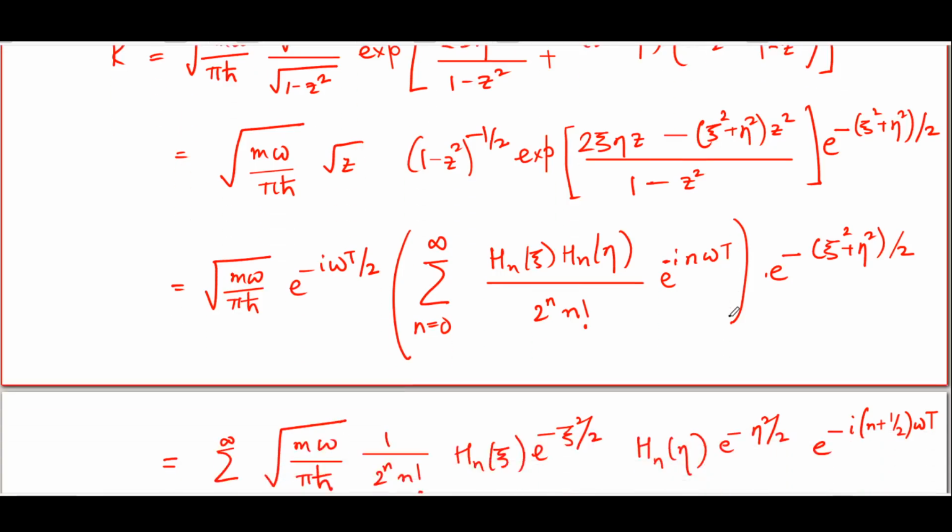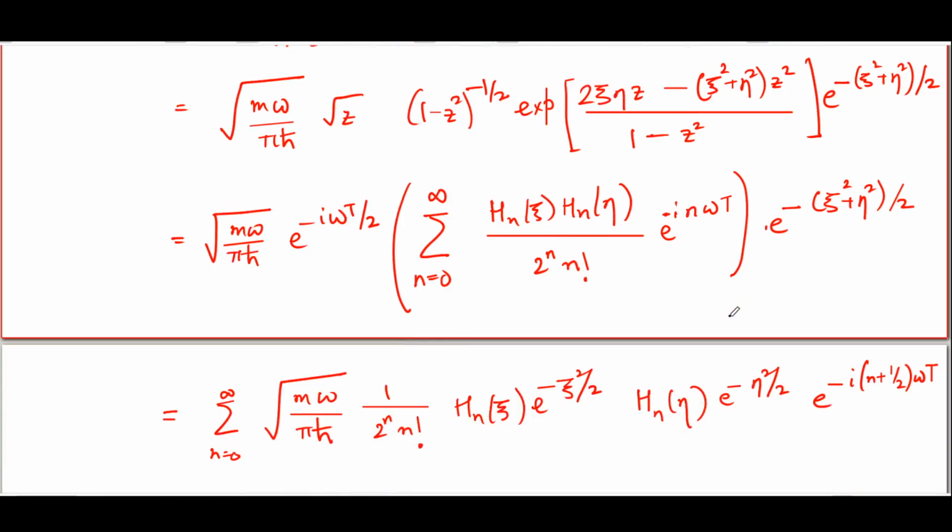And just one more step and we are done. This is actually the sum from n going from 0 to infinity of root over m omega by pi h cross, 1 by 2 to the n factorial, H_n(xi) e to the minus xi square by 2. I'm carefully splitting the xi term and the eta terms apart. You have H_n(eta) e to the minus eta square by 2, and the e to the minus i omega t gets an n from here and a half from here, so this is what you have.